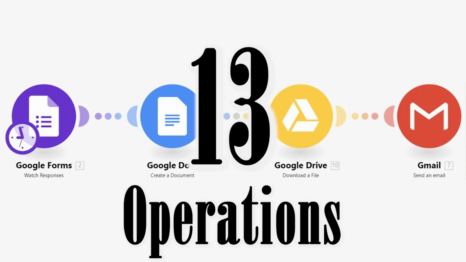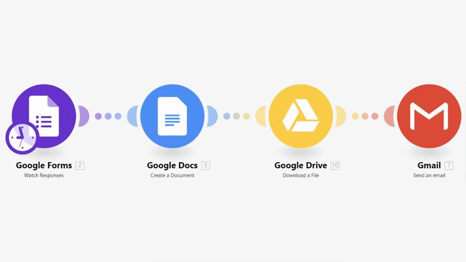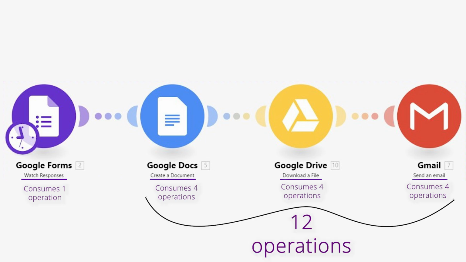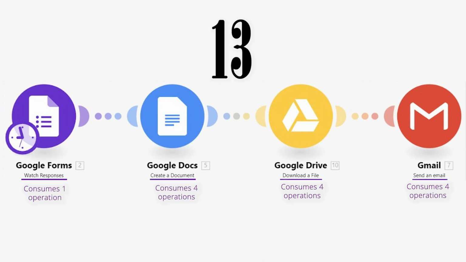Correct answer is 13 operations. Let's break it down. The scenario performs 4 separate actions: watching the form response, creating documents, downloading files, and emailing users. The first action, watching form response, consumes one operation, regardless of how many responses there are. For each of the 4 responses, 3 actions are performed: creating a document, downloading the file, and sending an email. That's 3 operations per response, totaling 12 operations for 4 responses. Add the initial operation from the trigger module, and the total comes to 13 operations.